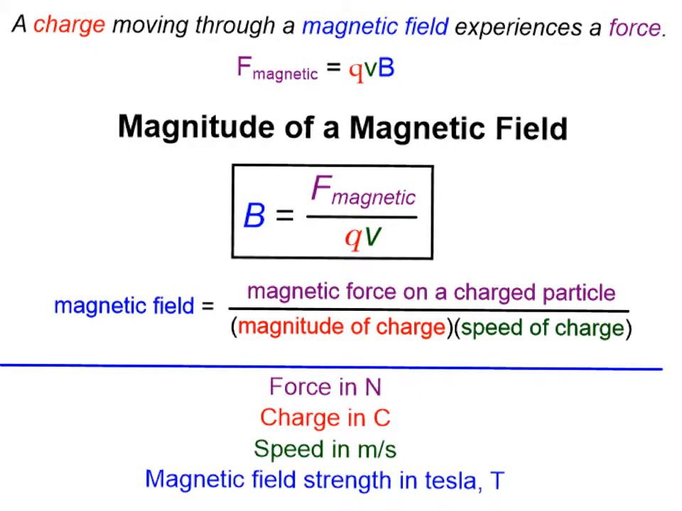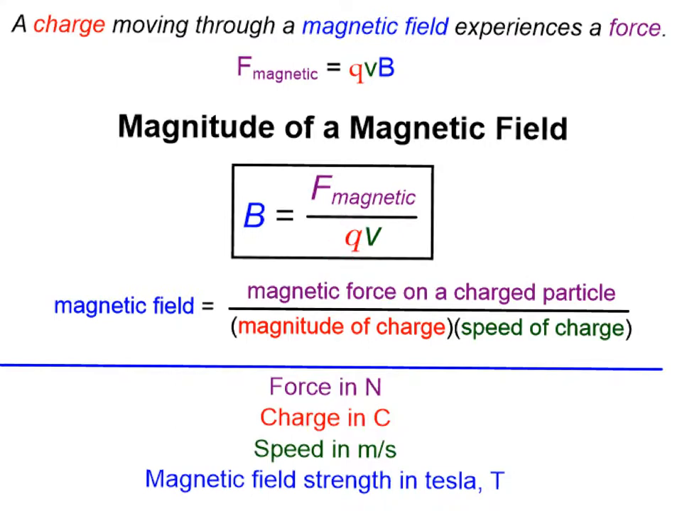So when a charge moves through a magnetic field, it's going to experience a force, and that force is going to be proportional to the charge times the velocity times the magnetic field itself. So when we rearrange that, we can write it in terms of the magnitude of the magnetic field, and we get this equation where B represents the magnitude of the magnetic field. This is the magnetic force on that charged particle that's moving through the field.